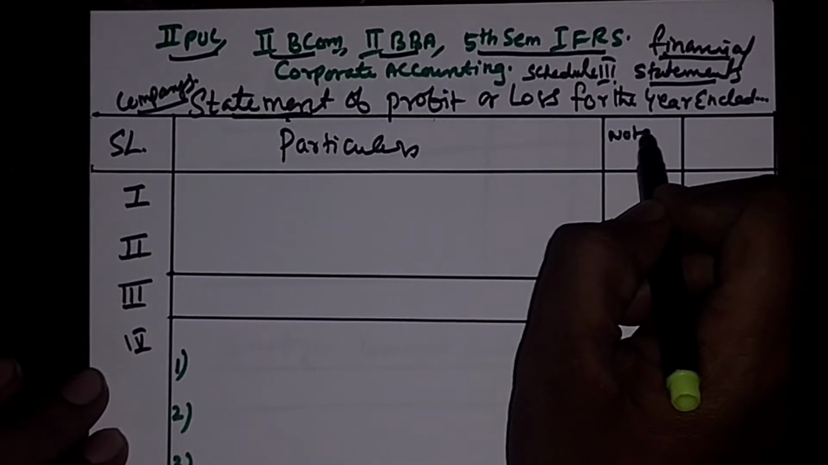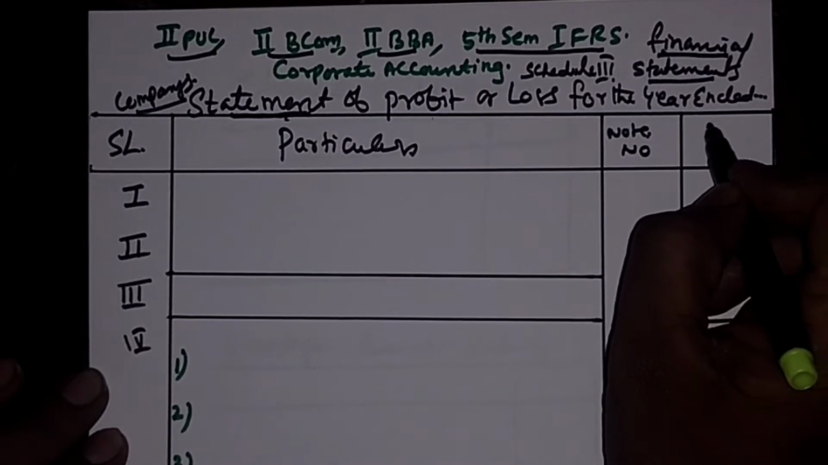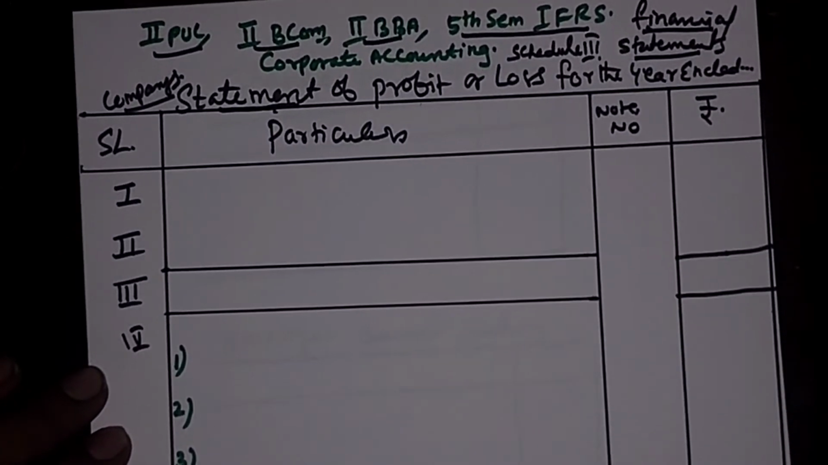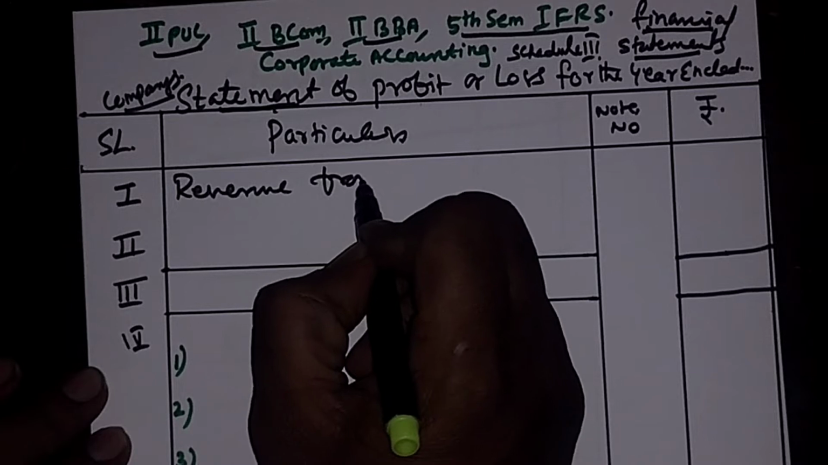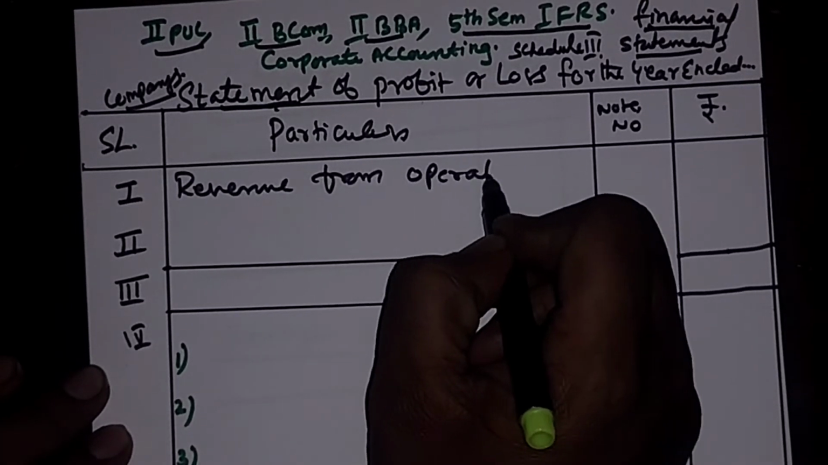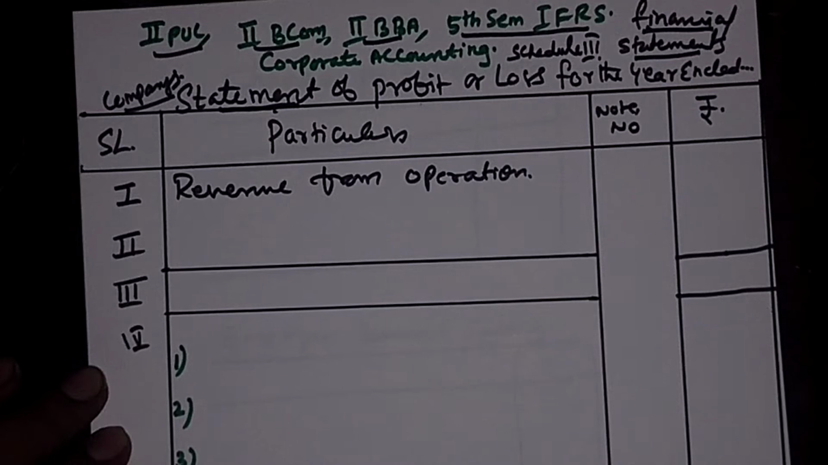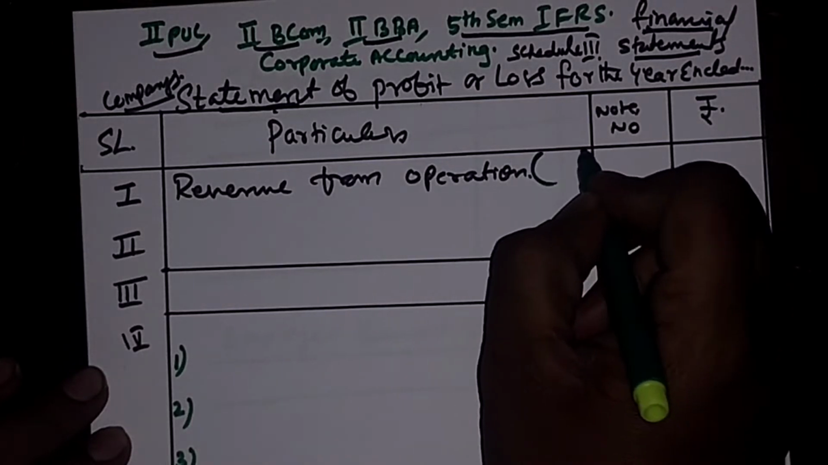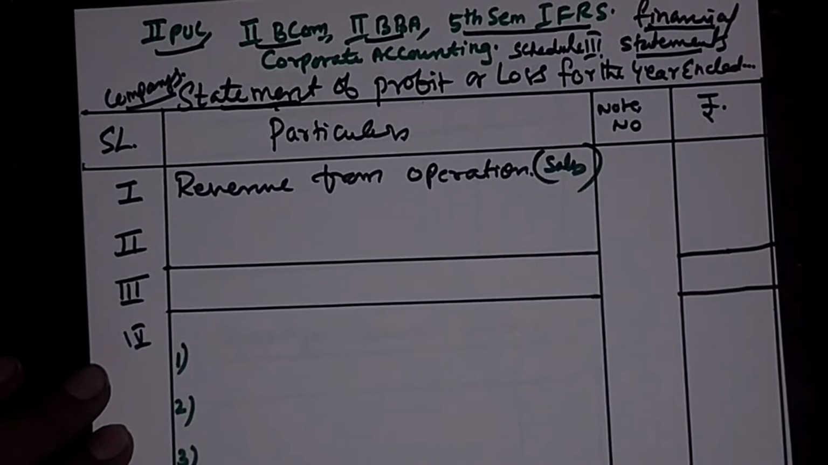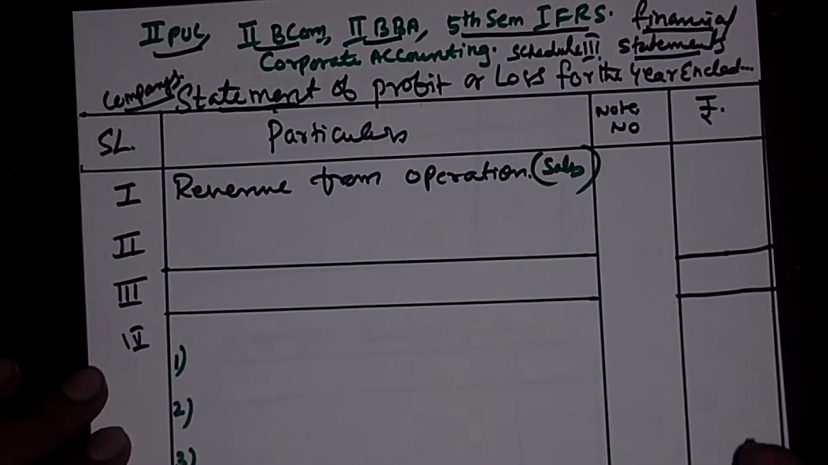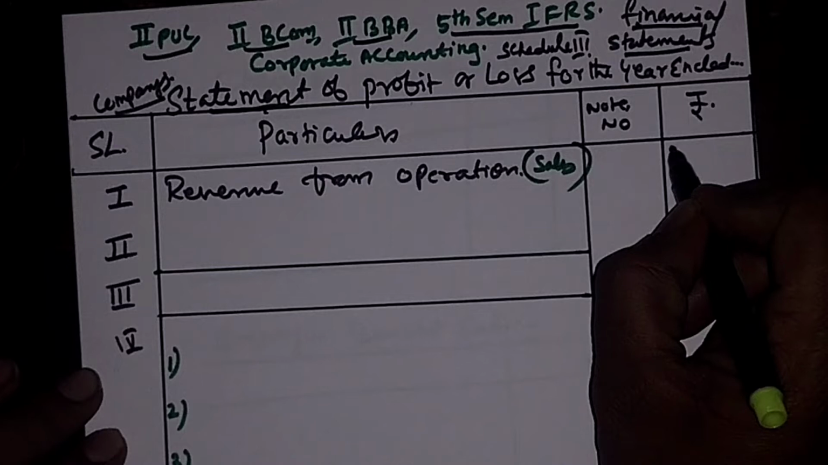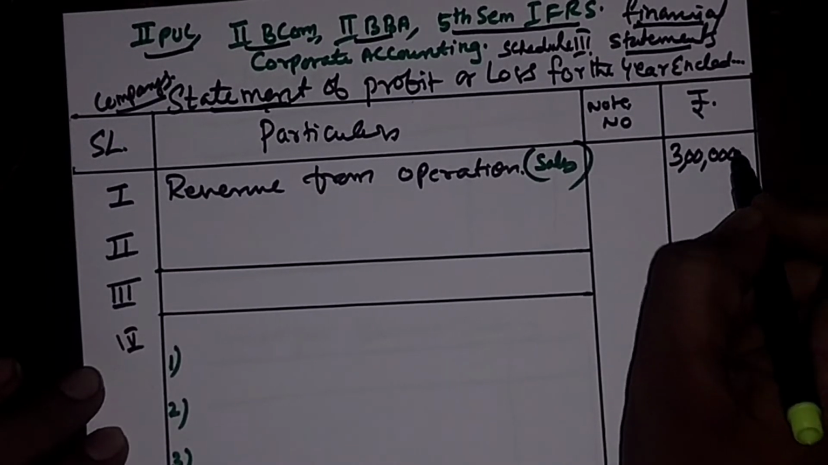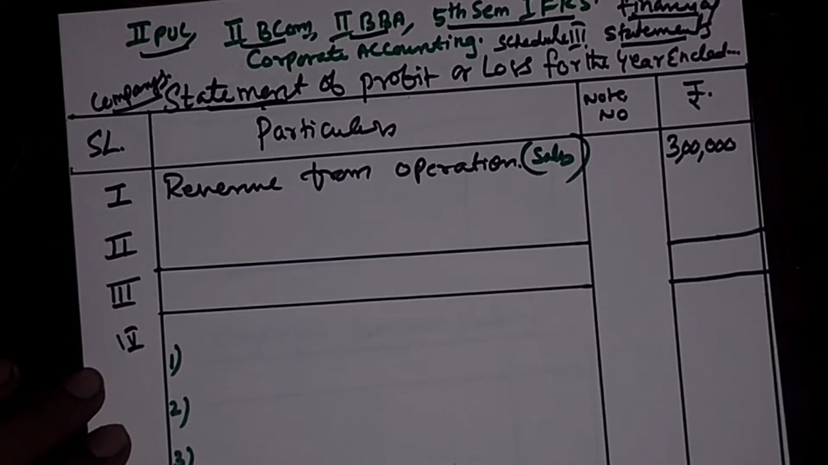Particulars. This column is called note number and this column is called rupees. The very first one is serial number 1, revenue from operation. For your understanding purpose, this revenue from operation is the sales. And to make this problem very easy, I'll try to write amounts on imaginary figures, and this explanation I'll give in the next page. And revenue from operation is over.